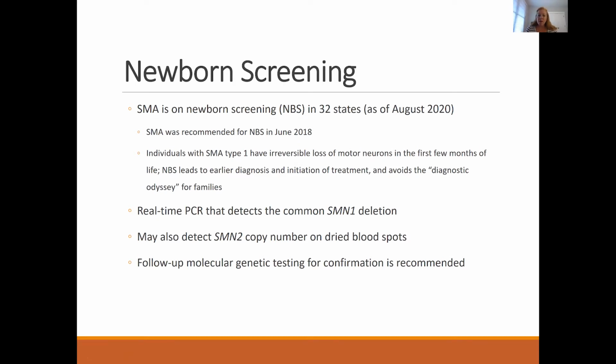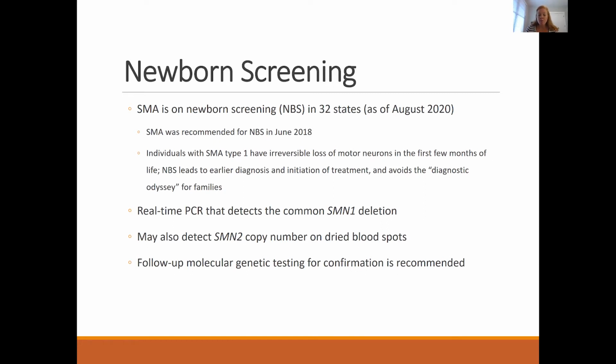So we know that children with SMA, and especially in SMA type 1, have irreversible loss of motor neurons within the first few months of life, possibly before they're even symptomatic. And so if we can diagnose these children much earlier, we can then initiate treatment. And that not only helps their long-term prognosis, but it also avoids the diagnostic odyssey for families.